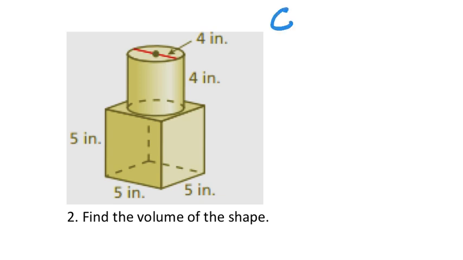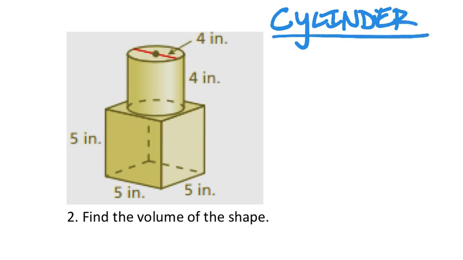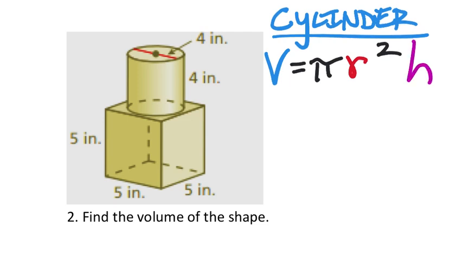But I'm going to start by finding the volume of the cylinder. So I'm just focusing on one shape at a time. Start with the cylinder, okay? Now, to find the volume of a cylinder, we're going to take pi times the radius to the power of 2, and then multiply that by the height. And on this one, right here, this red line, see how it goes through the center from one edge of the circle to the other? That means that we're actually looking at the diameter.